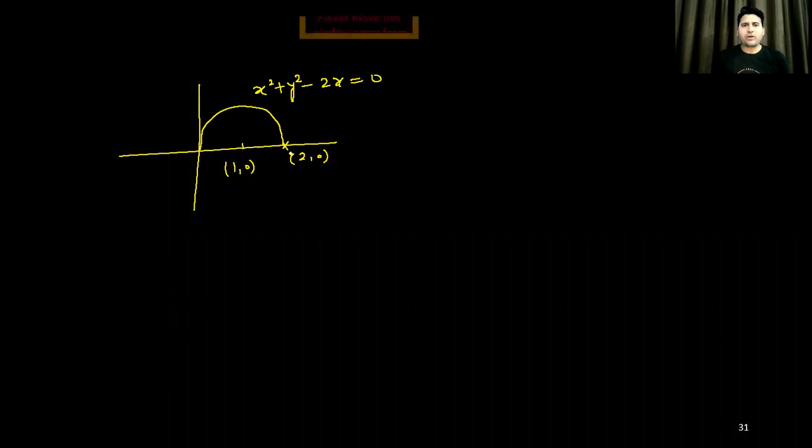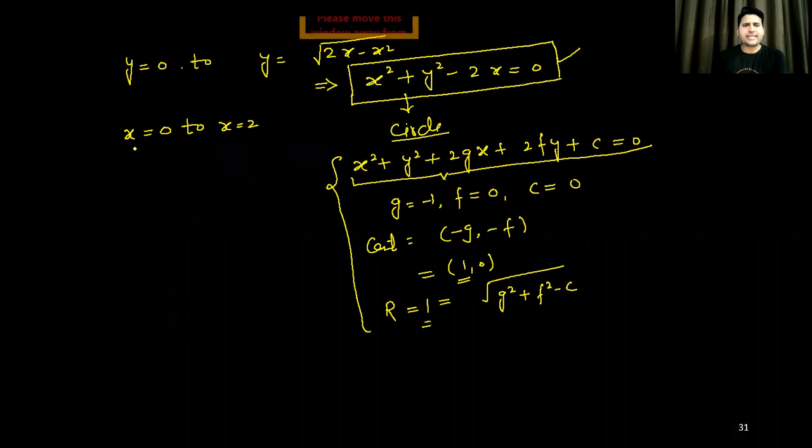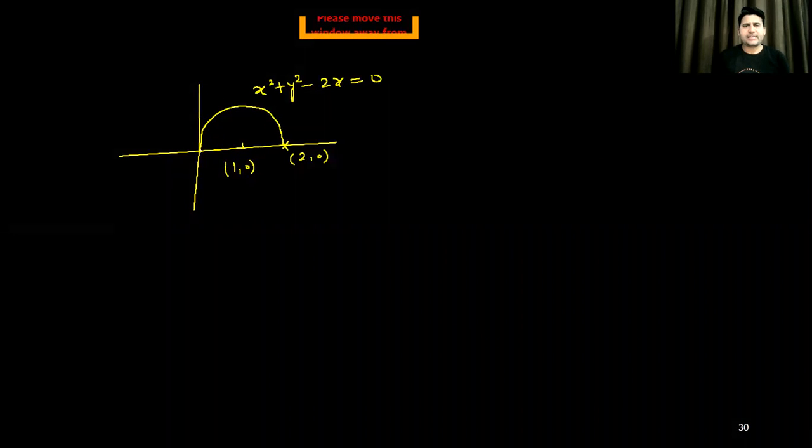Now why am I drawing only the half part? Because you can see x is moving from 0 to 2 and y starts from 0. That is, this is the line y equal to 0. So I have to take only the upper half. This is x equal to 0 and this is x equal to 2. So this is the required region in the xy plane.